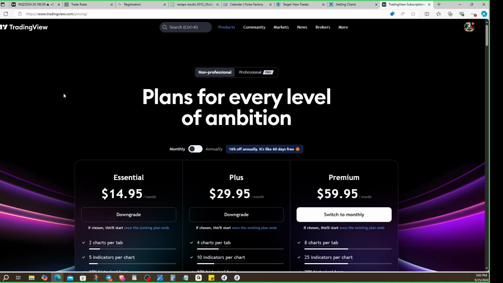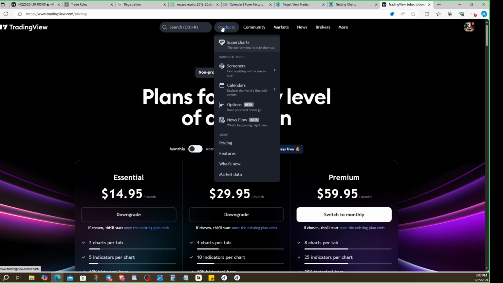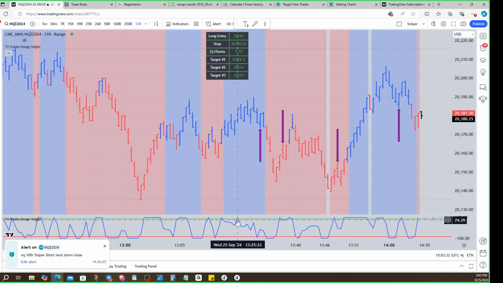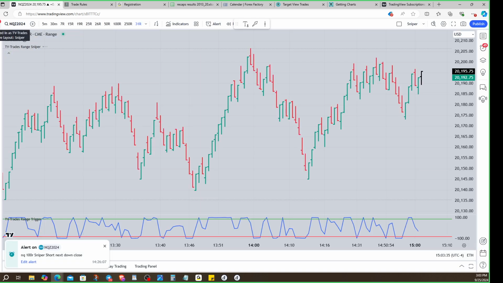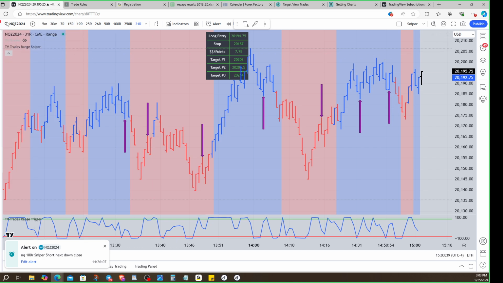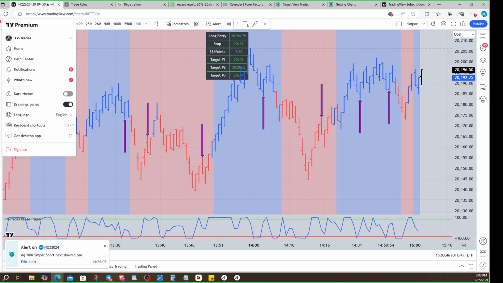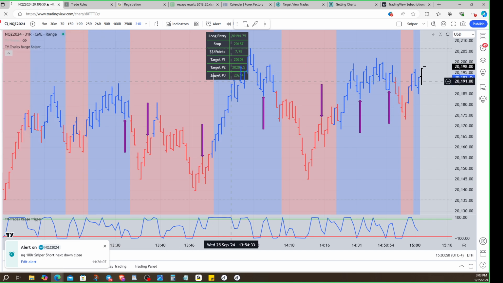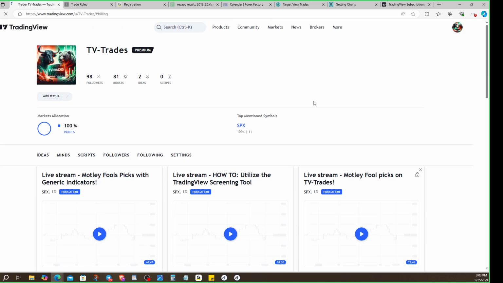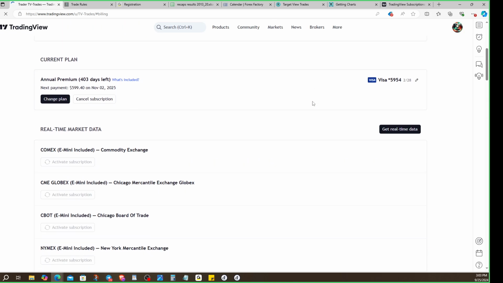To get TradingView real-time data, the way that I do it, from the chart, you would go here. This right here, by the way, is what I need from you when you have your ID. Hover over this thing. I'm logged in as TV Trades. That's what I need, whatever you're logged in as. To get data, you click on that, you go to TV Trades, you go to Accounts and Billing, and it's going to bring you to this page right here.